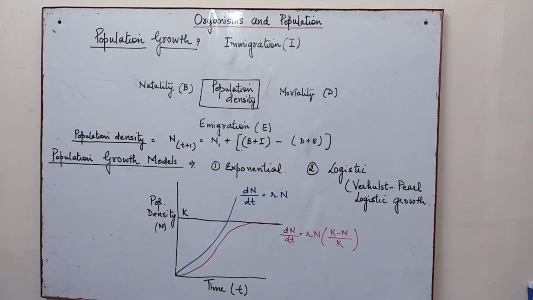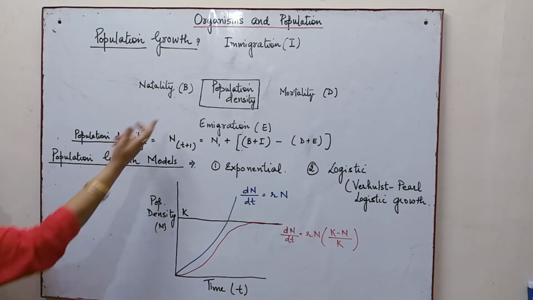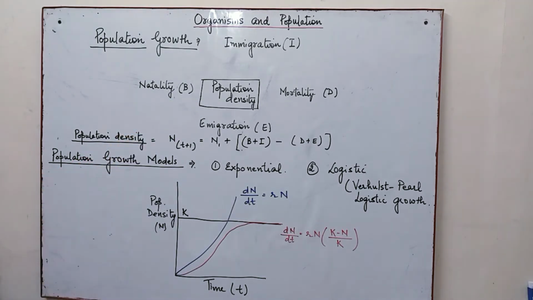Now, this change in the population density actually gives us an idea whether the population is increasing or declining. When we talk of population density, it is the total number of organisms present in a particular habitat. We are talking of one species, that particular species.